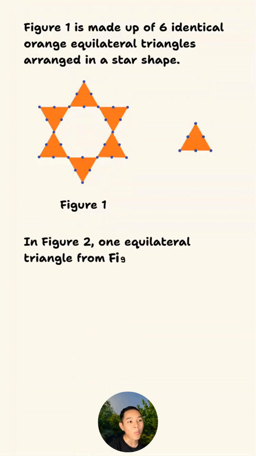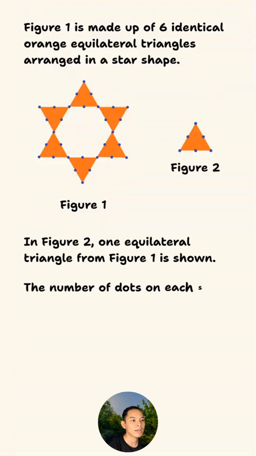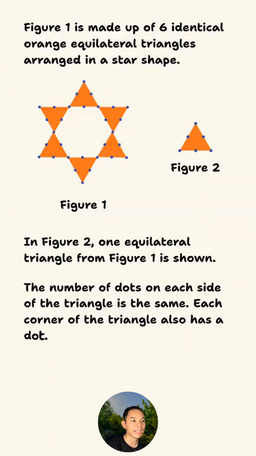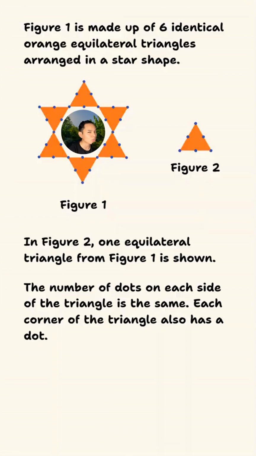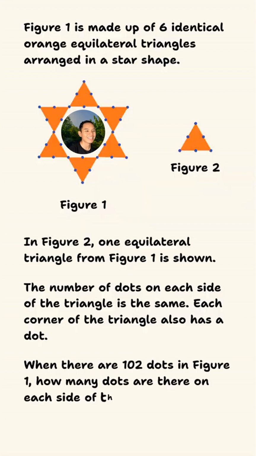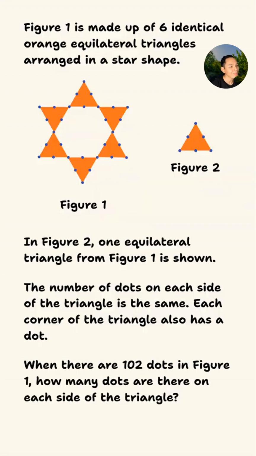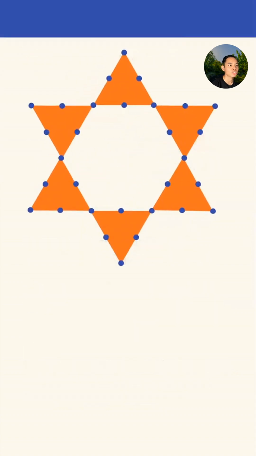In Figure 2, one equilateral triangle from Figure 1 is shown. So the number of dots on each side of the triangle is the same. Each corner of the triangle also has a dot. When there are 102 dots in Figure 1, how many dots are there in each side of the triangle?